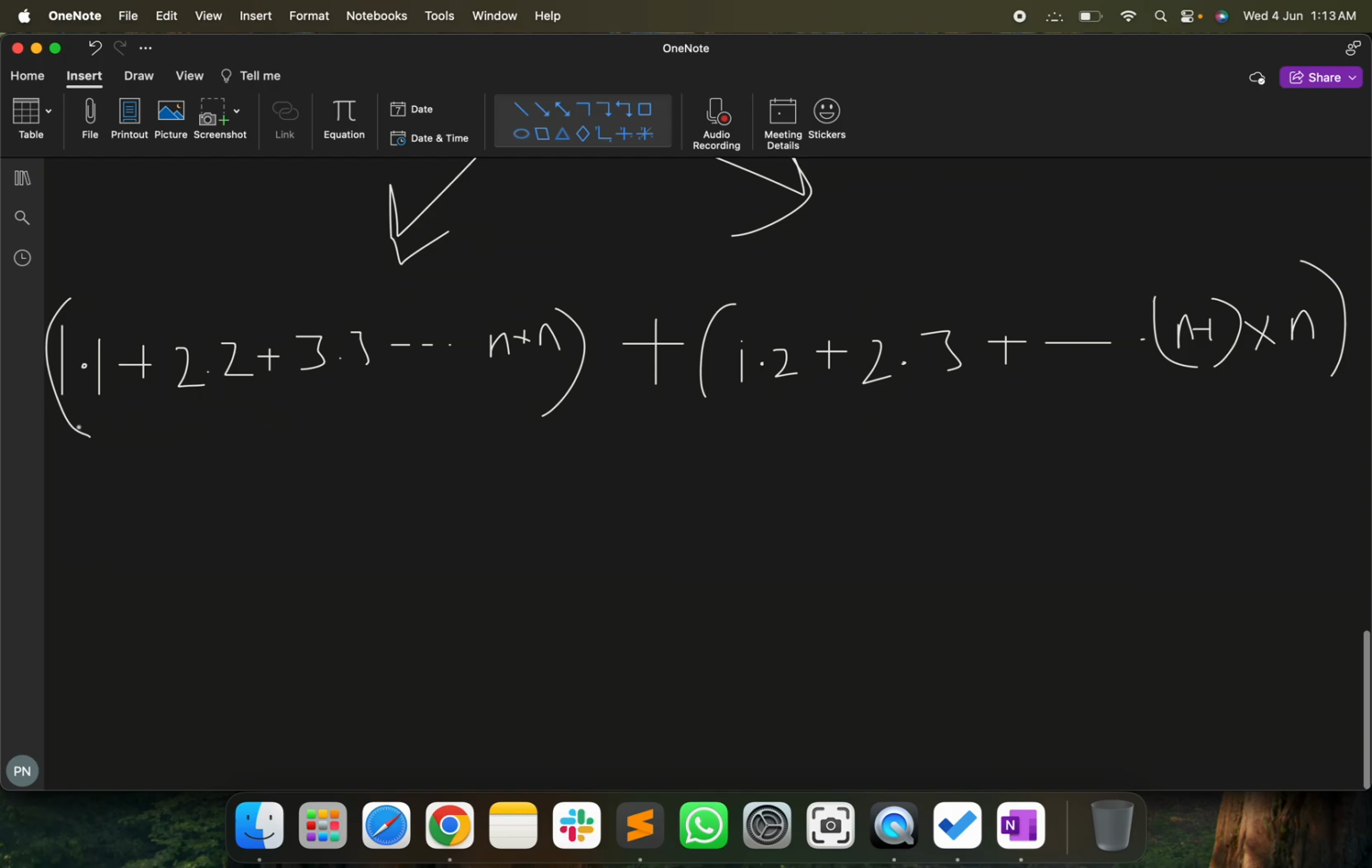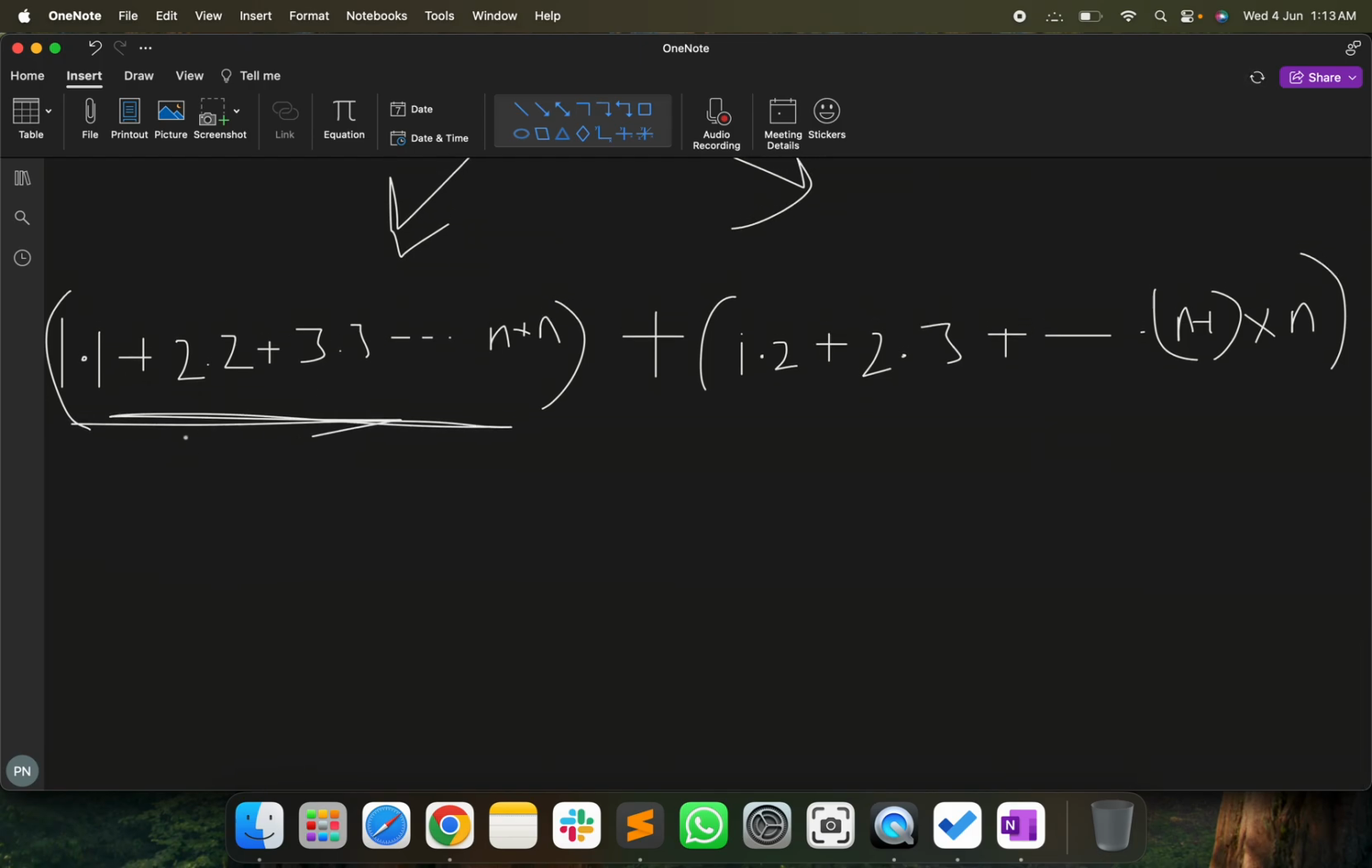Now let's first solve this part. This is the easier part. So how are we going to solve this? What we are going to do is write it in a normal method first. It is 1 square plus 2 square plus 3 square and so on till n square.